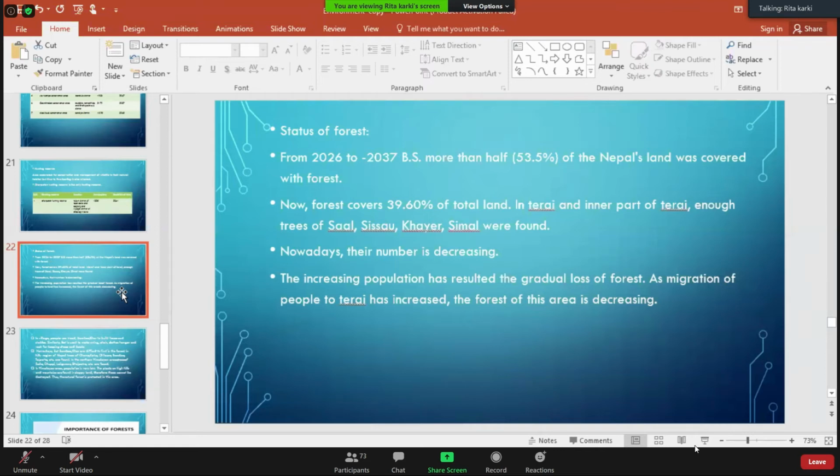Yeah. So the next one is the status of the forest. As we all are very familiar, forest resources are very important resources to protect the large number of plant and animal species that are present in different places of our country. We have studied wildlife reserves, national parks, and we have also studied conservation areas. These protected areas all lie within the forest areas of our country.